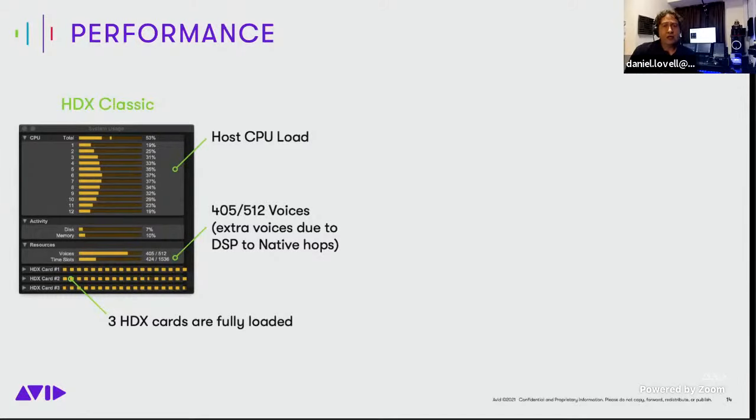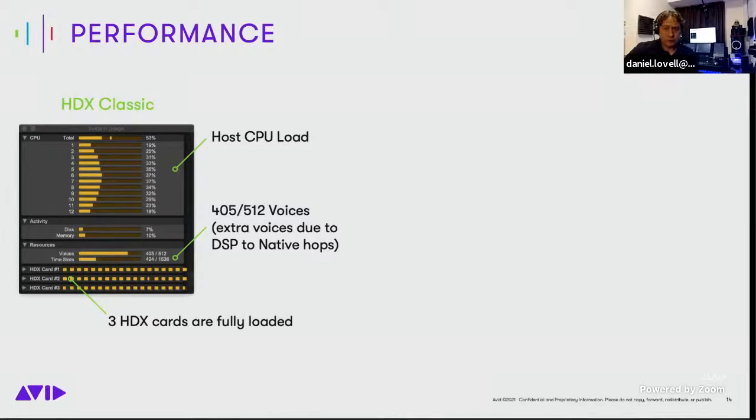So we can see an example here that's actually combining a couple of the issues that we talked about earlier, such as voice count and hosting the mixer on the DSP, and then going between the native and DSP domain for plugins. We can see here that in this session, almost all three HDX cards are being fully used, and something like 405 out of the 512 voices available are already being used. And a lot of that is not actually because they're audio playback tracks or voices or streams from disk. It's because of jumps between DSP plugins and native plugins.